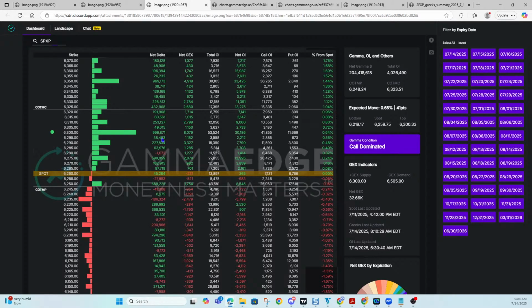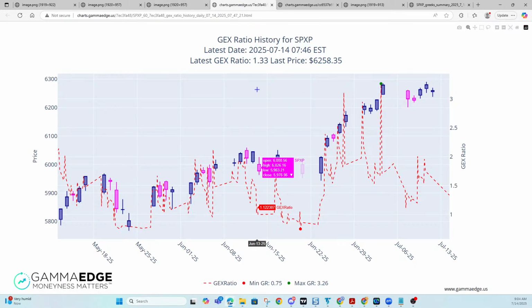So we'll look at the zero DTE here in a little bit and go over why the structure is really not conducive of moving above 6,300. Moving on to the SPX PGEX ratio. This is our cautionary yellow flag that we've continued to talk about the past few days. We continue to see the GEX ratio drop to the downside while SPXP continues to consolidate or slightly move up.